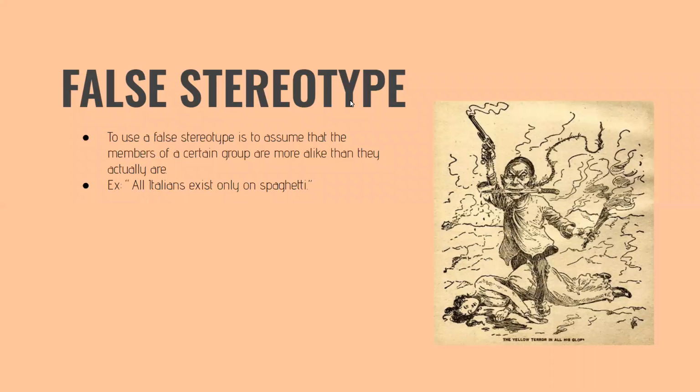This next fallacy is also called hasty generalization. To use the false stereotype is to assume that the members of a certain group are more alike than they actually are. People commit this fallacy in thinking that all Italians exist only on spaghetti, that all New Yorkers are uncaring, or that all who read Karl Marx want to overthrow the government. False stereotypes can be detrimental to the stereotyped.